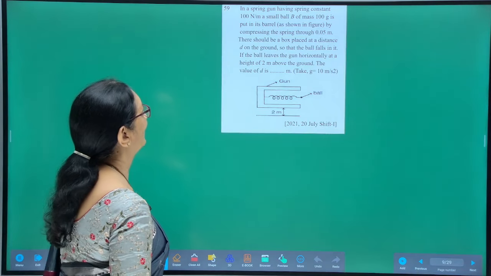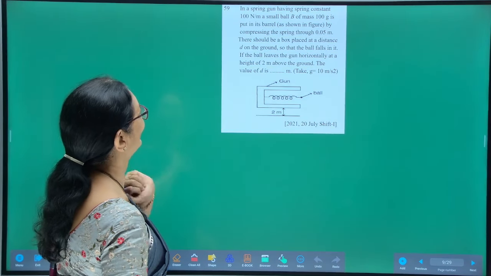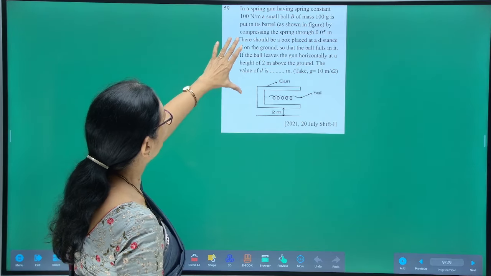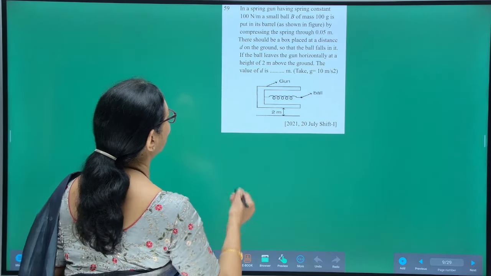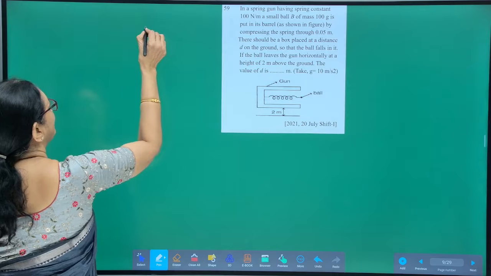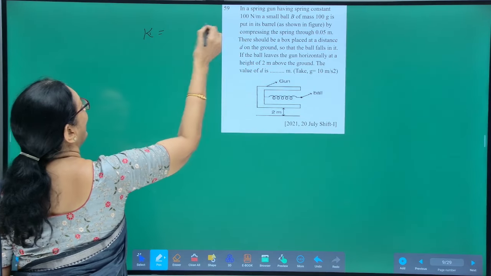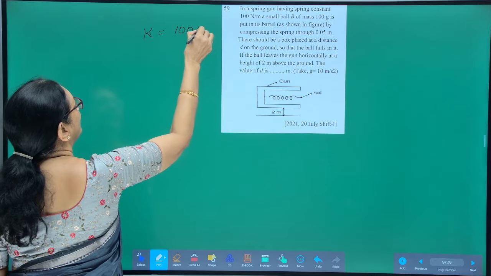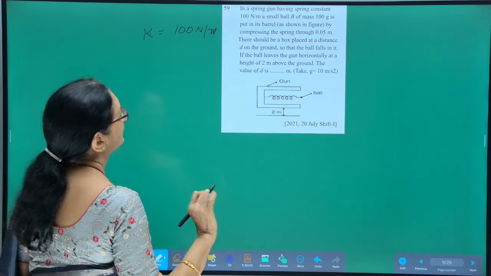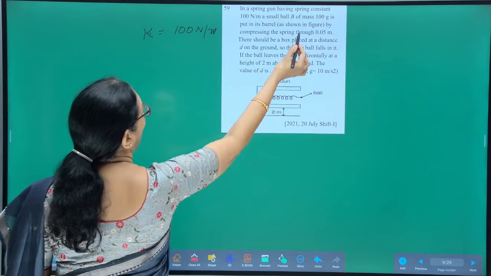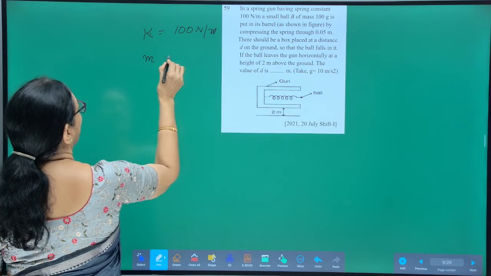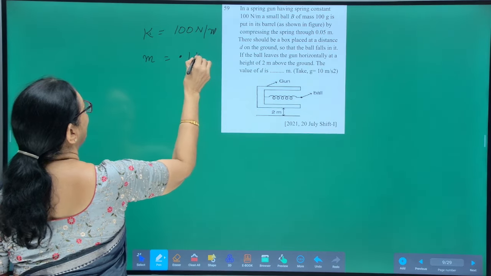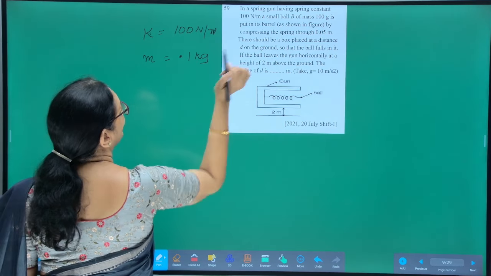Go to the next problem. It's an interesting problem. Look here. In a spring gun, the spring constant of the spring is given as 100 Newton per meter. I am just noting down the data. A ball of mass 100 grams, if you convert that into kg, 0.1 kg, is put in the barrel.